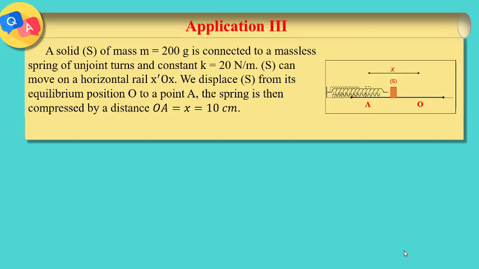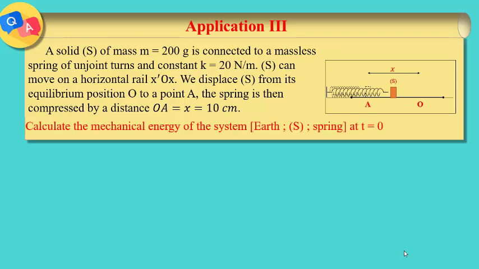A solid S of mass m equals 200 grams is connected to a massless spring of unjoined turns and constant K equals 20 Newton per meter. S can move on a horizontal ray. We displace S from its equilibrium position. The spring is then compressed by a distance OA equals 10 centimeters. Calculate the mechanical energy of the system at t equals 0.